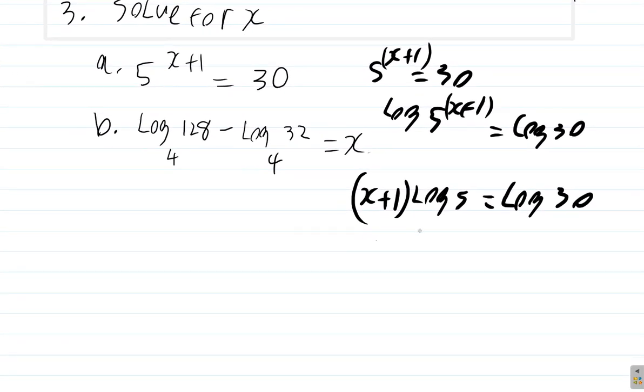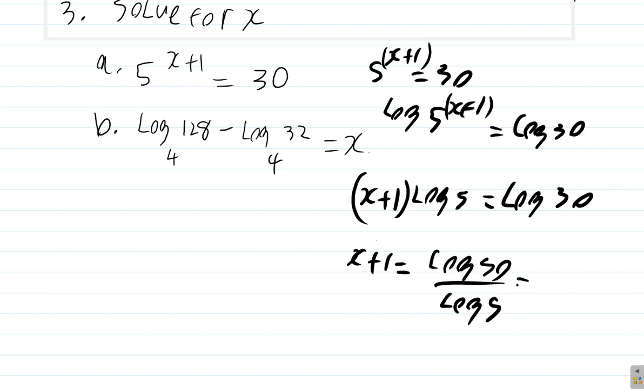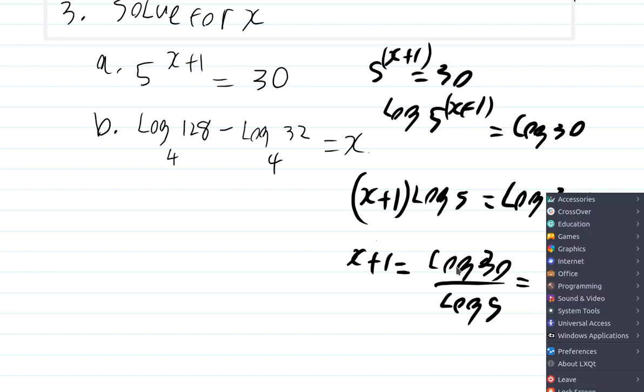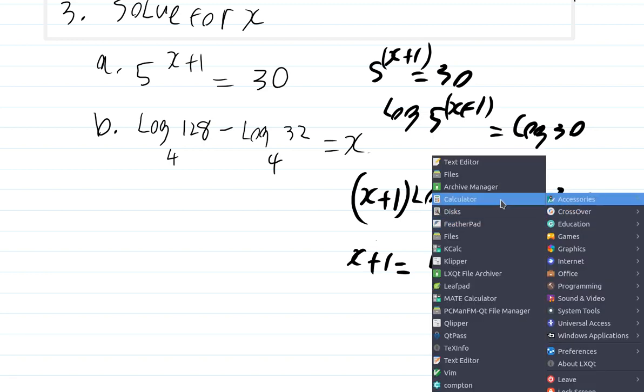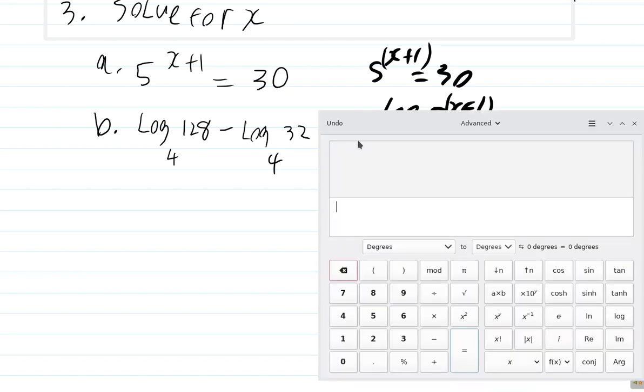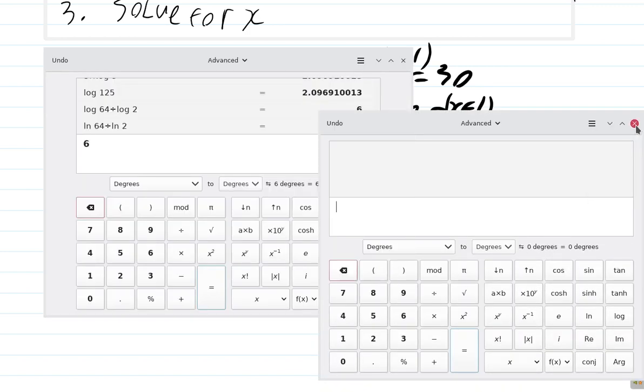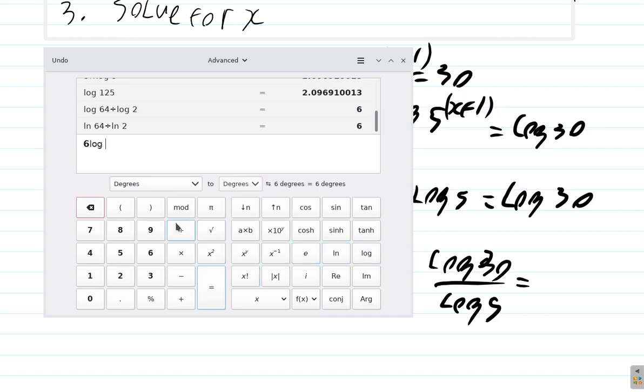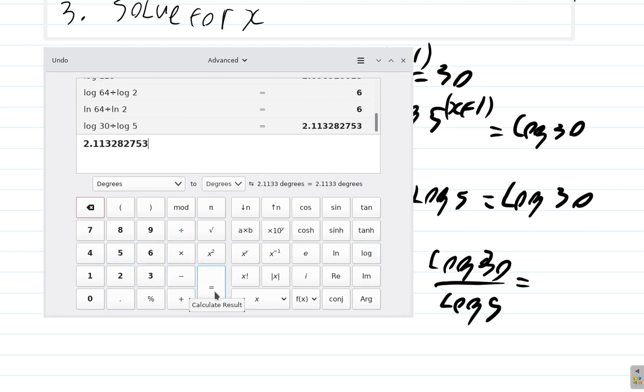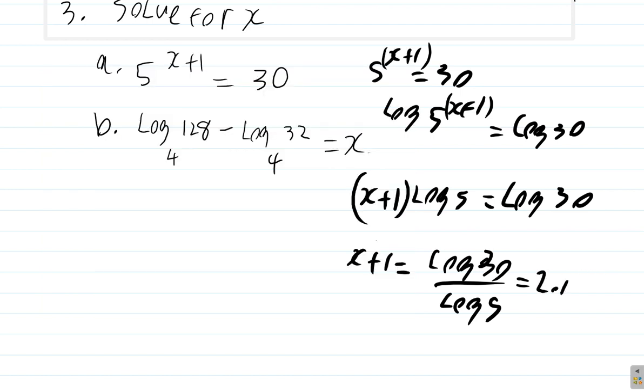Then, if you divide both sides by log 5, you have x plus 1 is equal to log 30 over log 5. You could work out log 30 over log 5. What is log 30 divided by log 5? Let's see. Log 30 over log 5 equals, alright, call it 2.113.